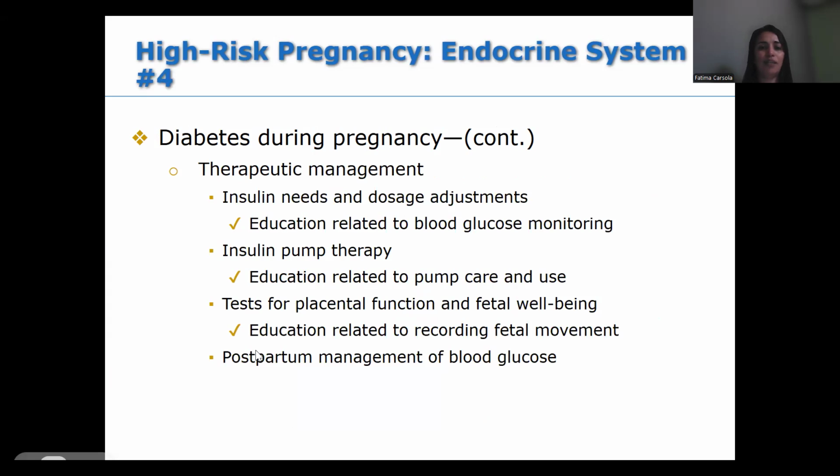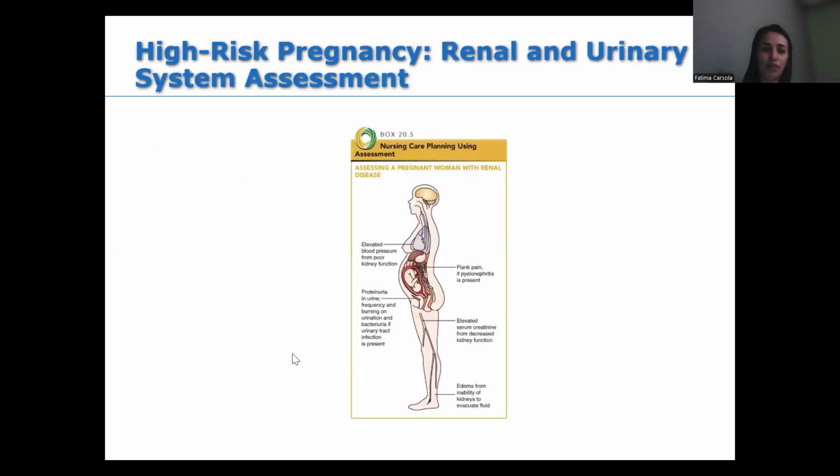Another one is therapeutic management. Of course, there could be insulin given to the patient for maximum placental function and well-being of the baby. And health education should always be a priority during this time. And after giving birth, there is a portion of the book telling us that if you had gestational diabetes, you could have DM type 2 later on for a lifetime. So you have to manage your blood glucose.